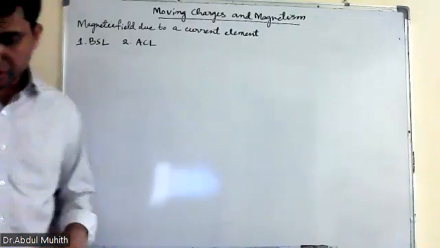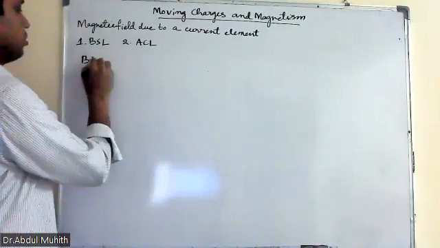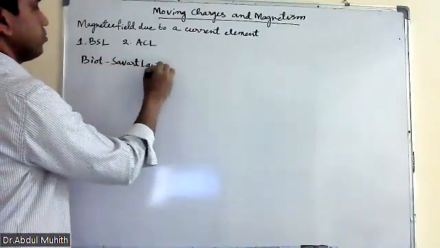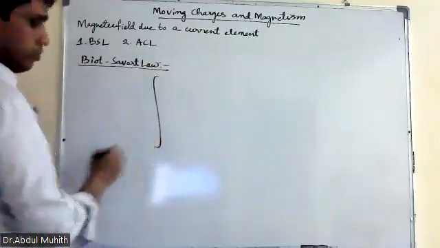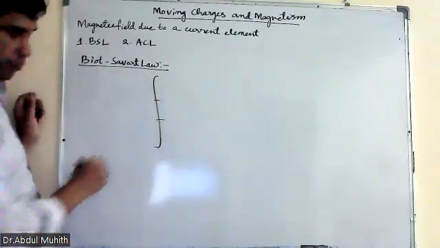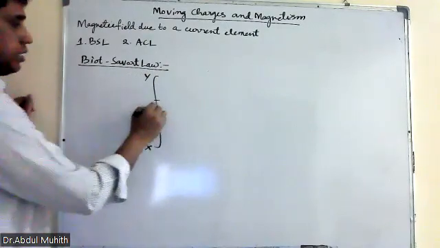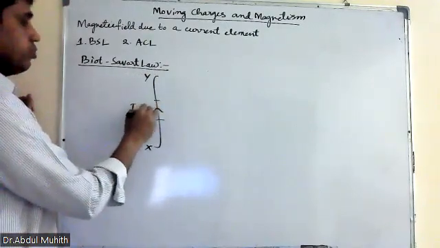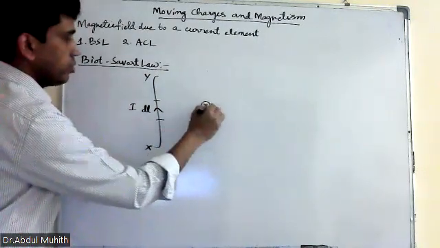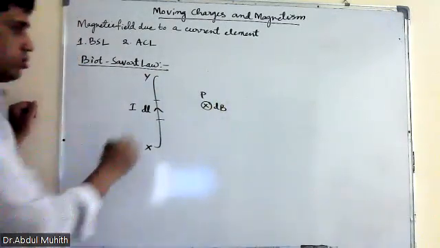Now we'll go with the Biot-Savart law. In the Biot-Savart law, it says that, suppose this is a current element, X and Y. This is a current element, and I is the current. dL is a small element. Now at this point P, I want to find out the magnetic field. At point P, I want to find out what is the magnetic field.